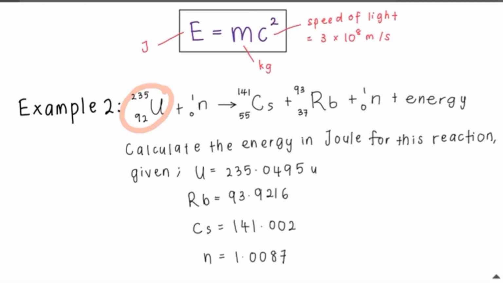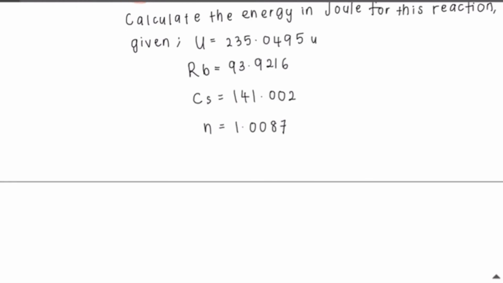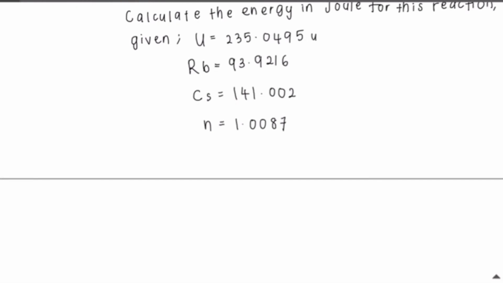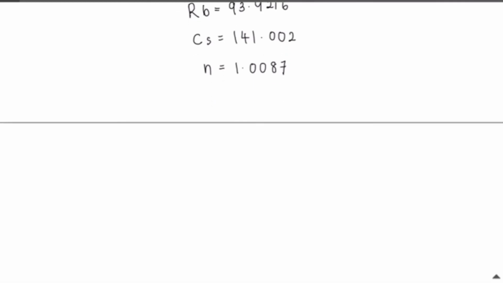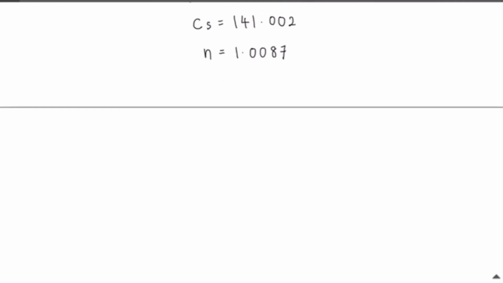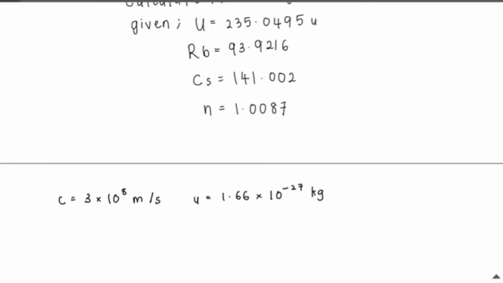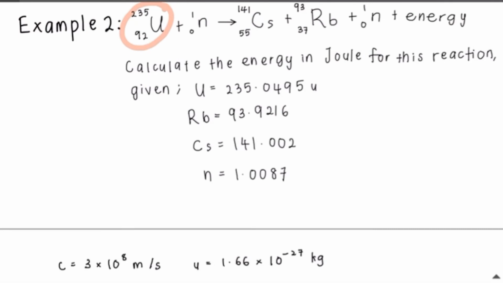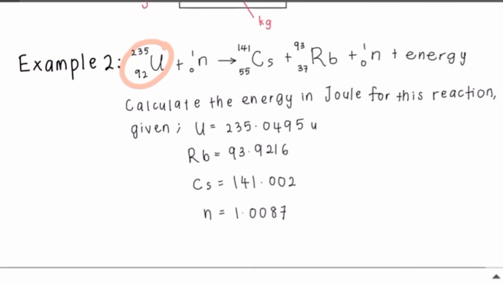To solve this problem, first you need to write all the constants needed to solve this question. Take c is equal to 3 times 10 to the power of 8 meters per second, and u is equal to 1.66 times 10 to the power of negative 27 kg. In this nuclear reaction, you need to find the initial mass and the product mass.